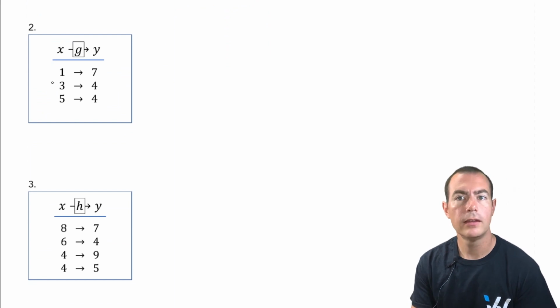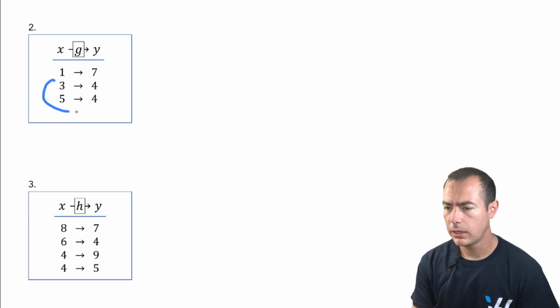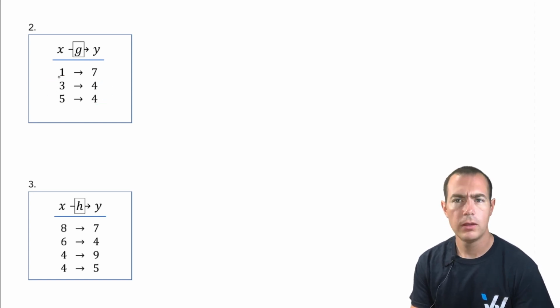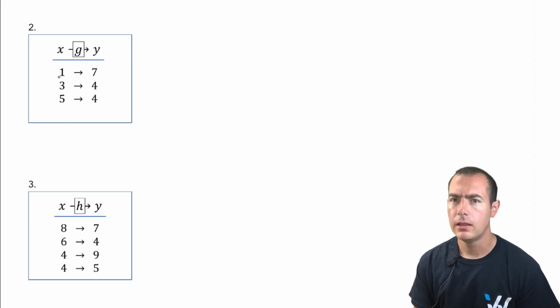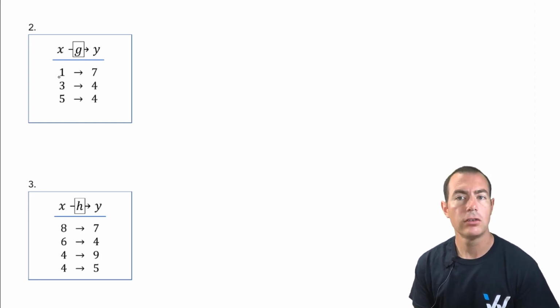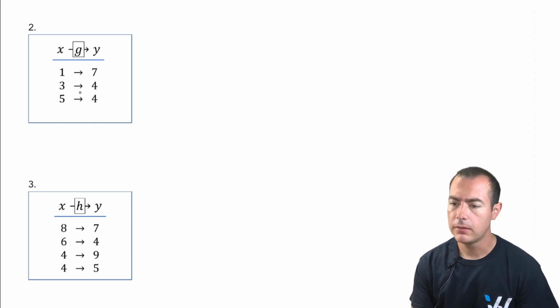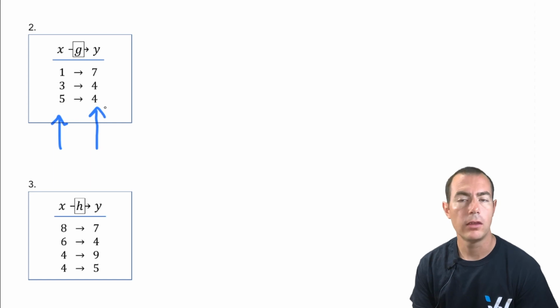Here, 1 is connected to 7, 3 is connected to 4, and 5 is connected to 4. Be careful. If you're looking at that last row going, wait a minute, 3 is connected to 4, 5 is connected to 4, is this an example of not being a function? Unfortunately not. This actually is still a function because every x value over here is only connected to one y value over here. So it really does maintain this function relationship.